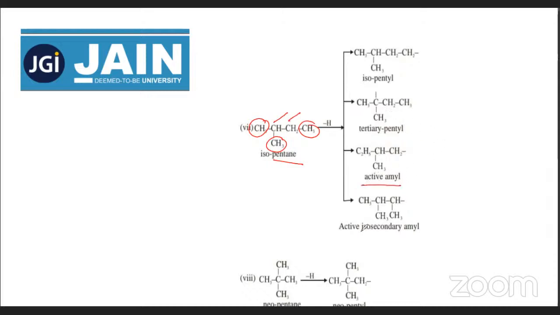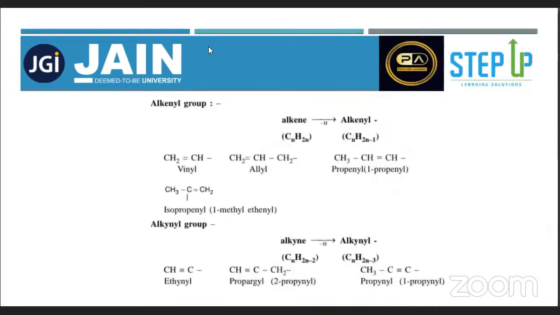Amyl will not try to take. Okay, amyl you don't have to read. So based on that, you'll get tertiary pentyl and isopentyl. From neopentane also you're getting neopentyl. Okay, so this somewhere you're supposed to know because this will help you for drawing the isomer structures.